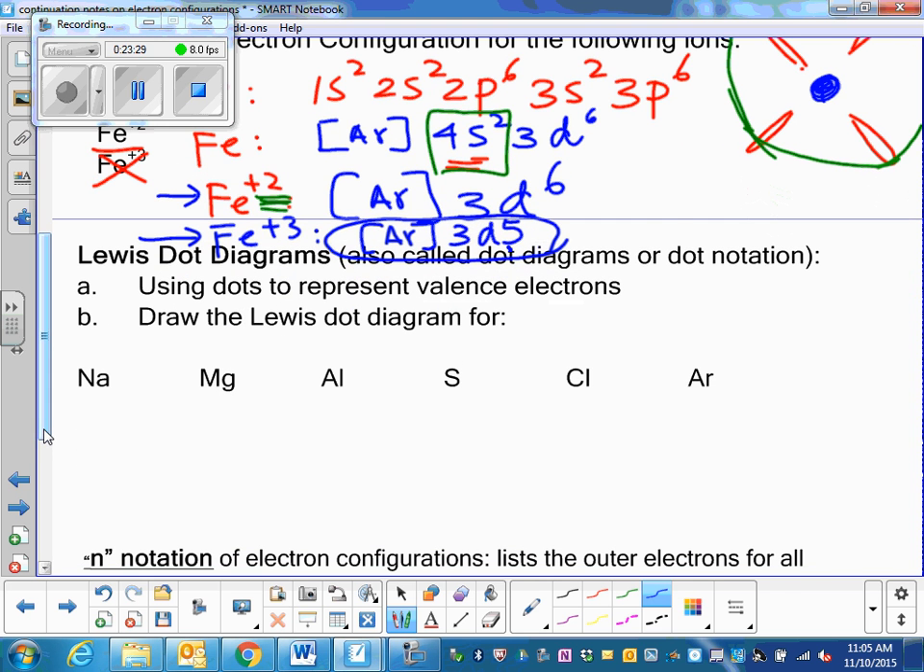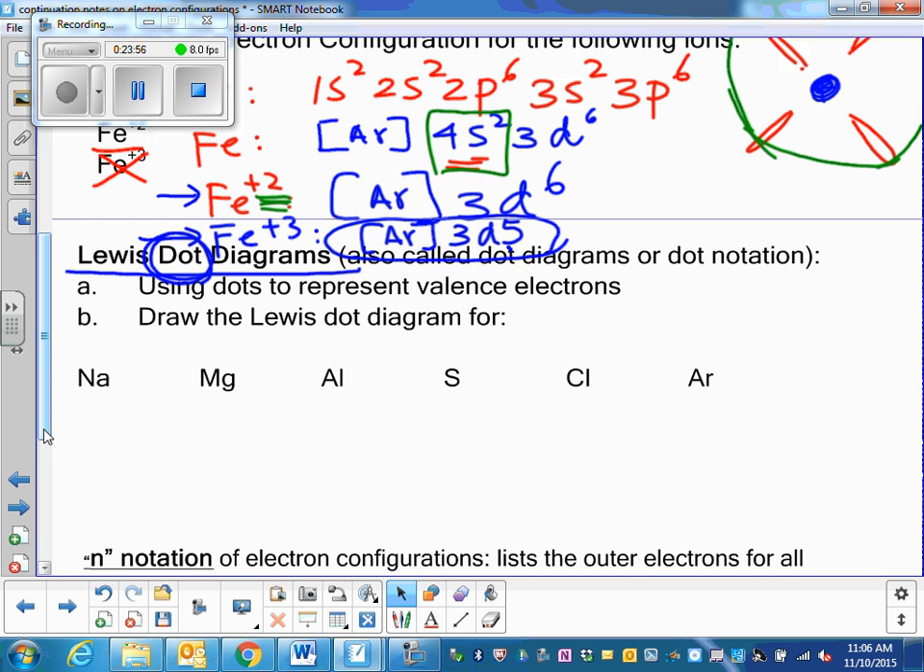So we learned the Bohr model where we draw circles and denote all the electrons in the different energy levels. Is that right? As the name says, in a Lewis dot diagram, what do you draw? Dots. And what do you denote with the dots? Only the valence electrons. All right? So, let's look at sodium.